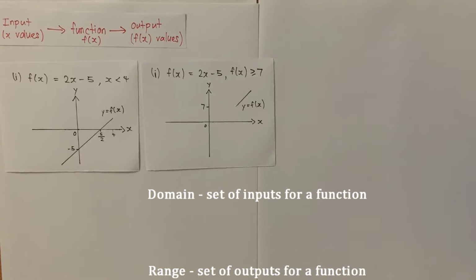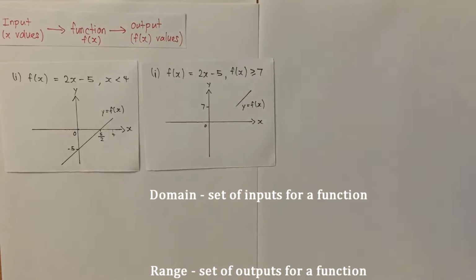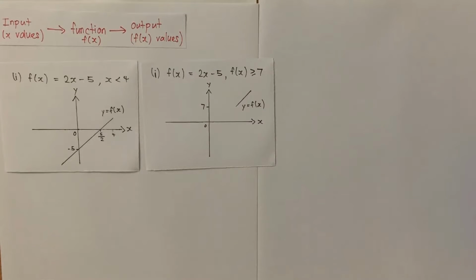So the set of x values, the input, is called the domain, and the set of f of x values, or the y values, or the output, is called the range. Now in general, we have two types of domain here. We have natural domain and we have restricted domain. So what exactly is the difference between those two?